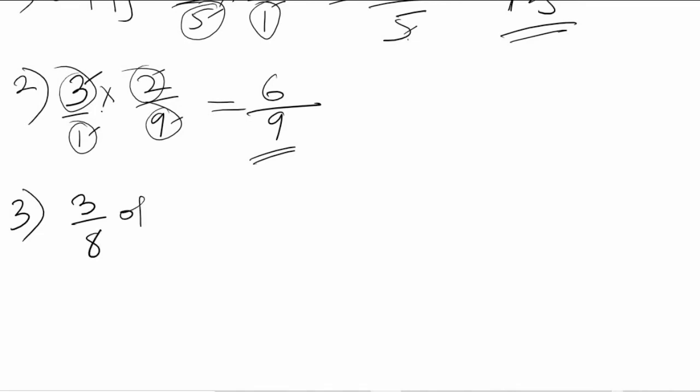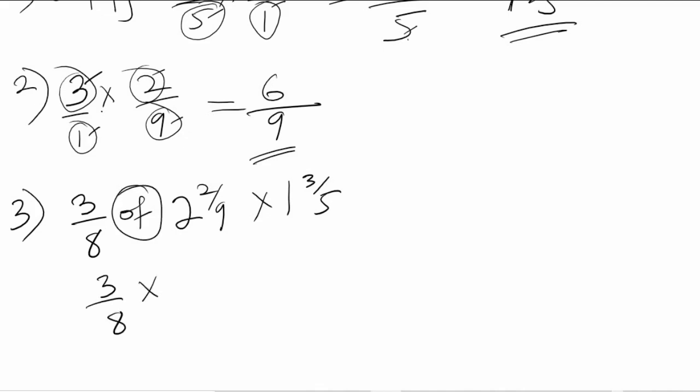3 over 8 of 2 over 9 times 1 3 over 5. This "of" is times. In mathematics, the word "of" means multiplication. Of is times. We change this one to an improper fraction. You change this 2 over 9 to an improper fraction.